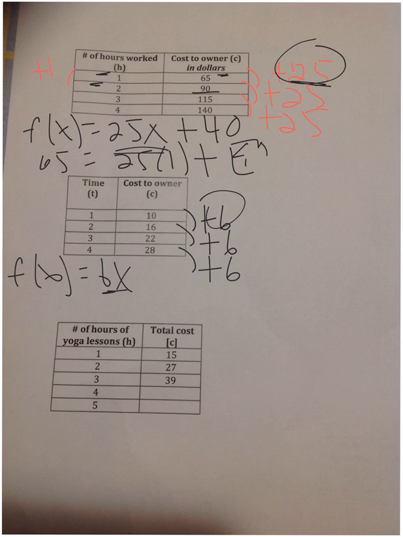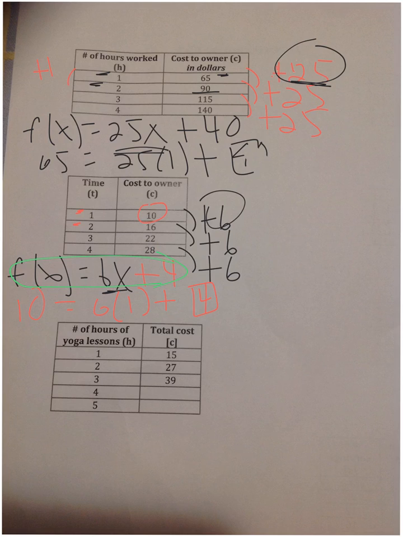But we have a 10. So we have to say 6 times 1 plus something is going to get us the output of 10. And 6 times 1 is 6, plus 4 will get us to 10. 6x plus 4. But let's double check it with the second one. 6 times 2 is 12, plus 4 is 16. And you can check to see if this rule fits with the other ones.